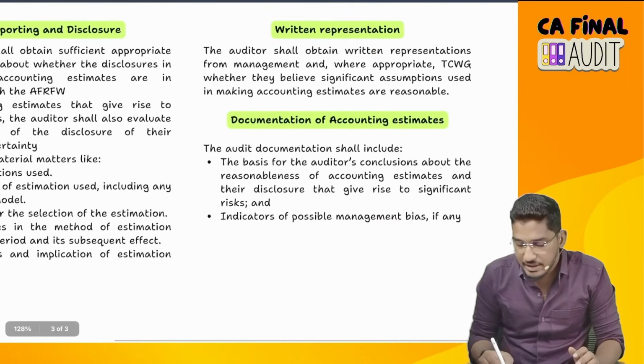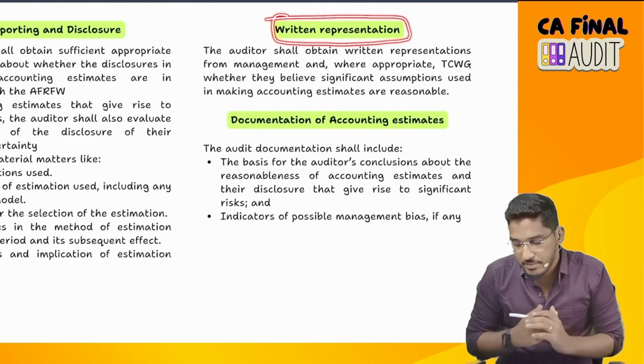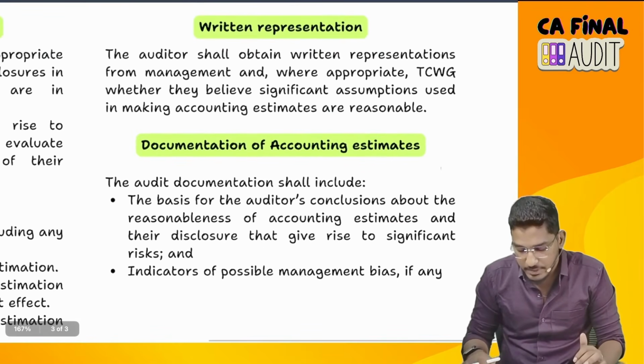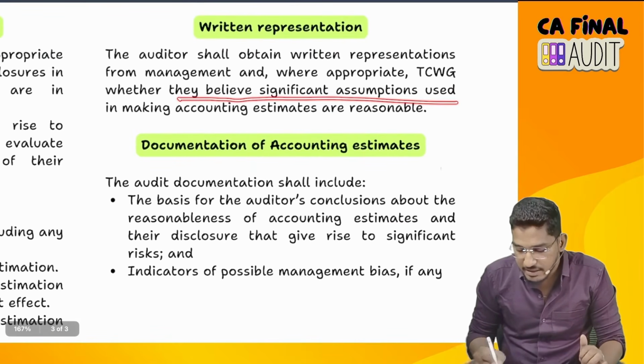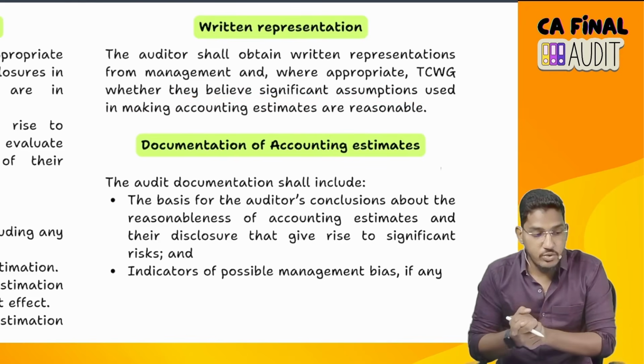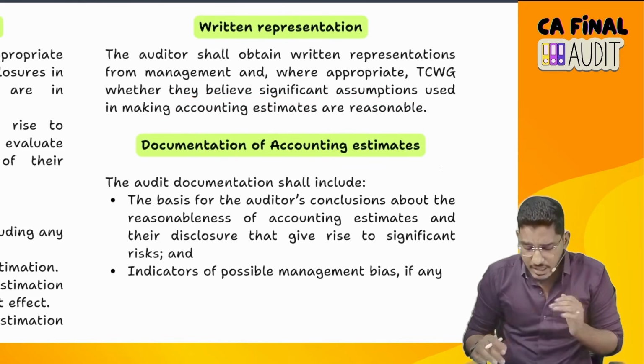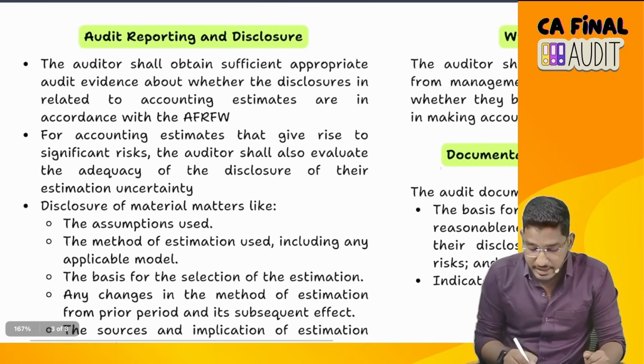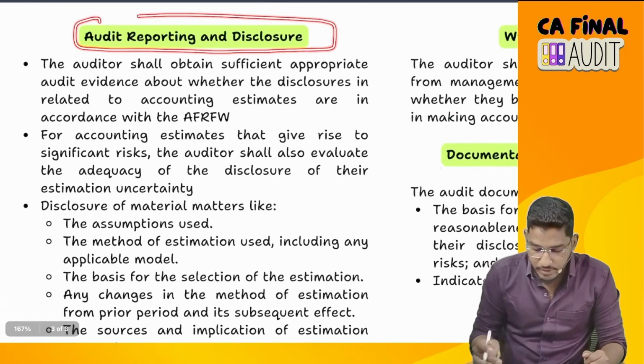And along with all that, you need to even obtain written representation from the management. Regarding what do I need to obtain written representation? Whether they believe the significant assumptions used in the accounting estimate are reasonable or not, ask the management to share the written representation also. And finally, reporting. You need to consider your reporting requirements.